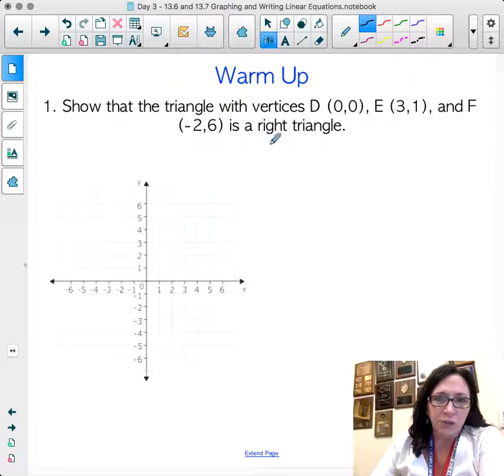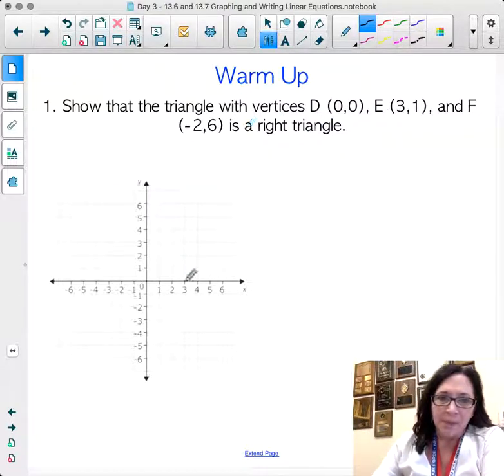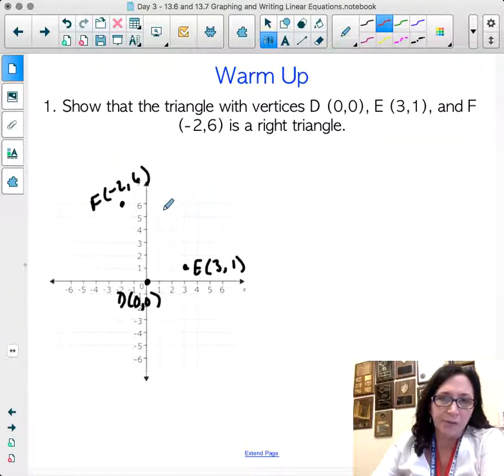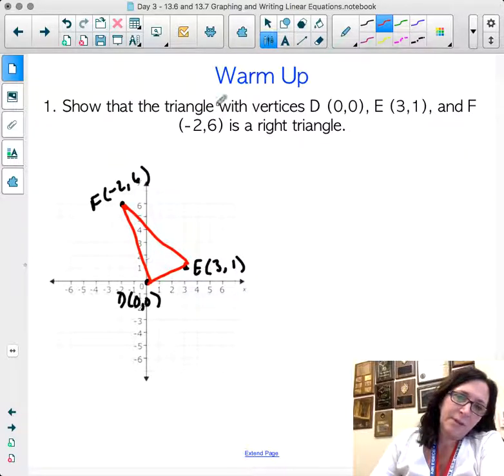We want to show that the triangle with vertices D, which is (0, 0), E, which is (3, 1), and F, which is (-2, 6), is a right triangle. So for you to prove that this is a right triangle, we're going to draw this first and connect all the vertices. We're trying to prove that that's a right triangle.